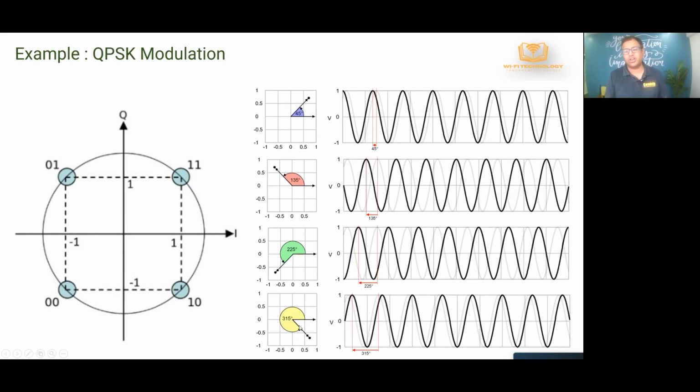So now you have 4 choices rather than only 2 choices between 0 and 180 degrees. If you start with 45, you have 45, 135, 225, and 315. So they're all each 90 degrees apart in phase. Between 0 and 360 degrees, you have 4 combinations, and the 4 combinations will give you 2 bits: 00, 01, 10, and 11. So this waveform will represent a 00. This waveform will represent a 01. This waveform will represent a 10, and this waveform will represent a 11.